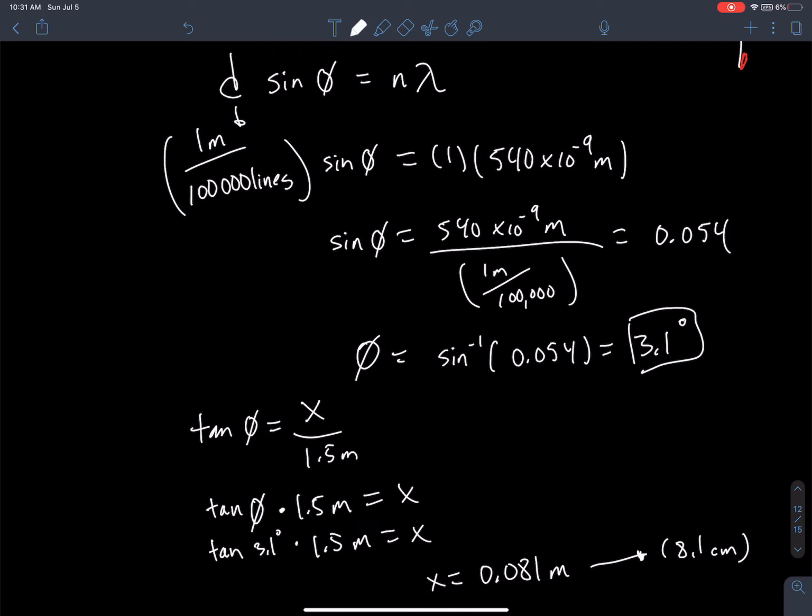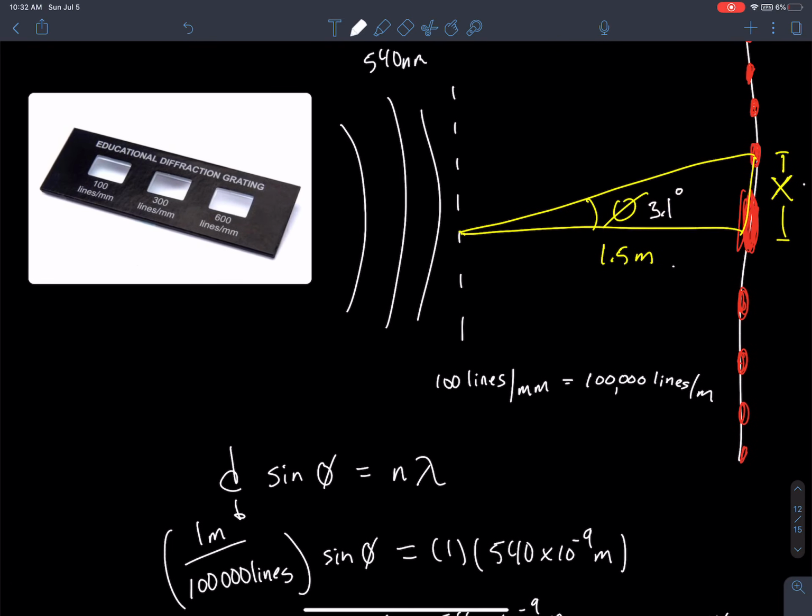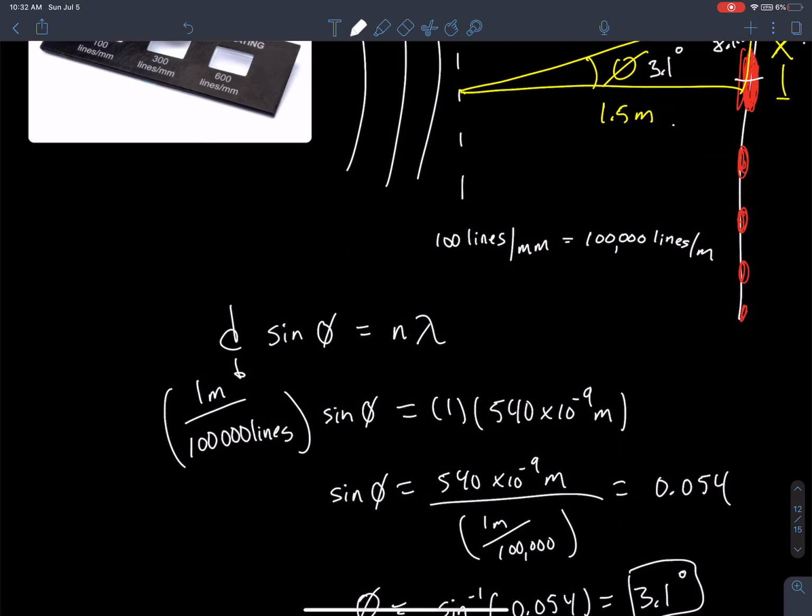That's how we would go about solving that type of problem to solve for x. So I would be able to say that if I measured the distance there, it would be 8.1 centimeters away. And each one of these would be successively 8.1 centimeters away. So that's the first problem that we're looking at.